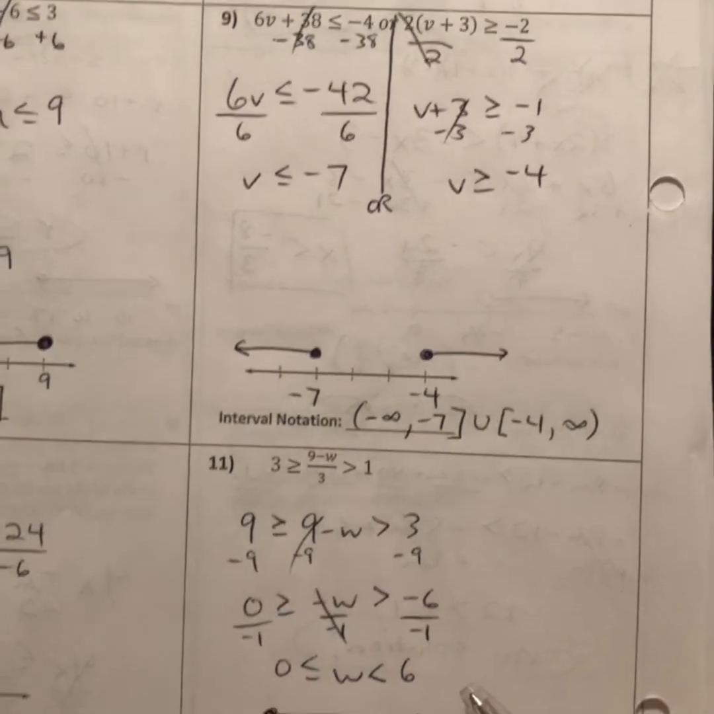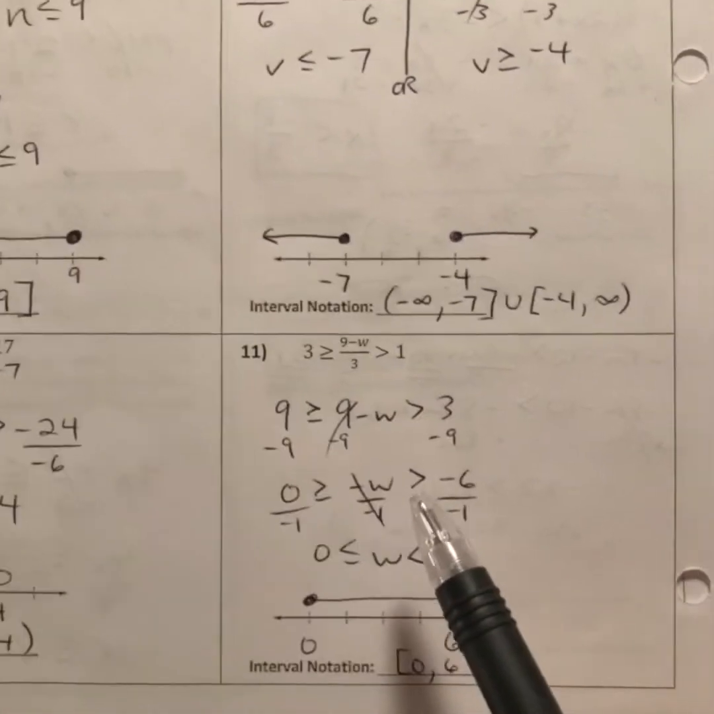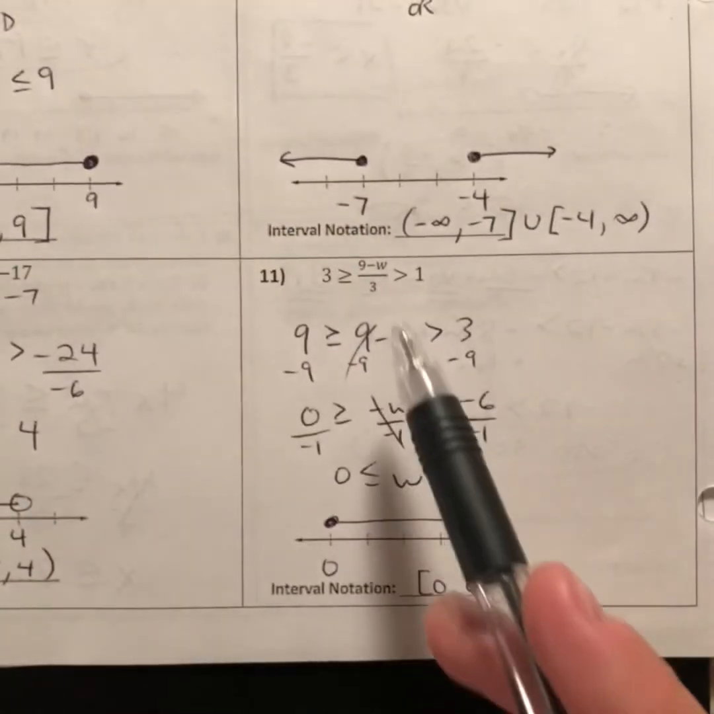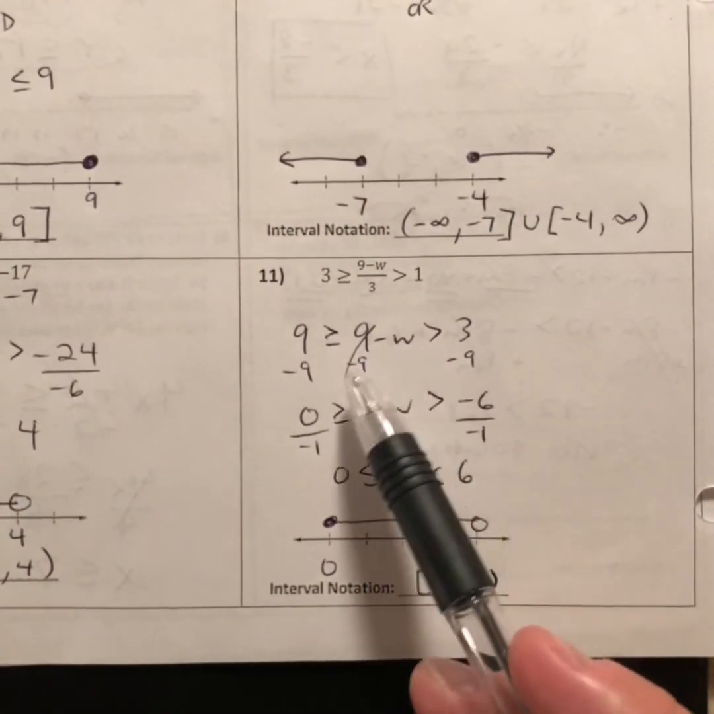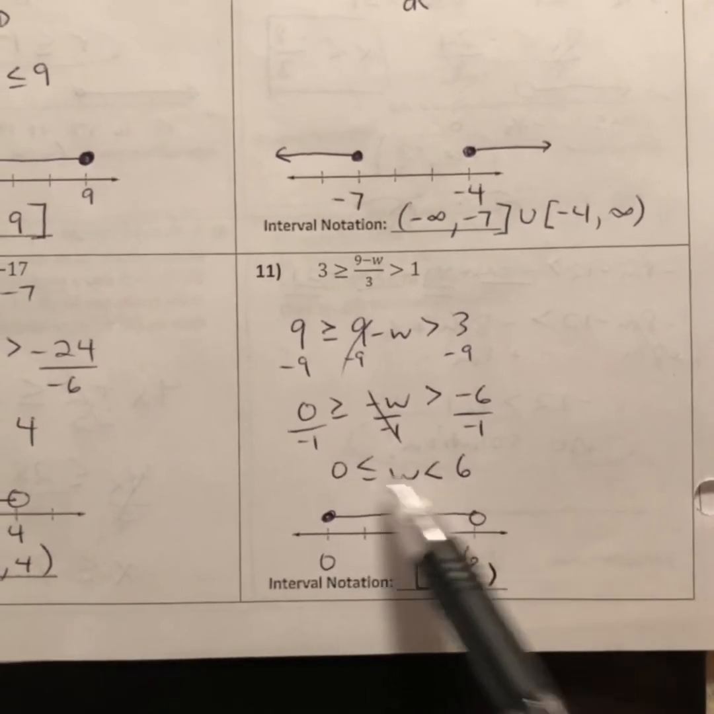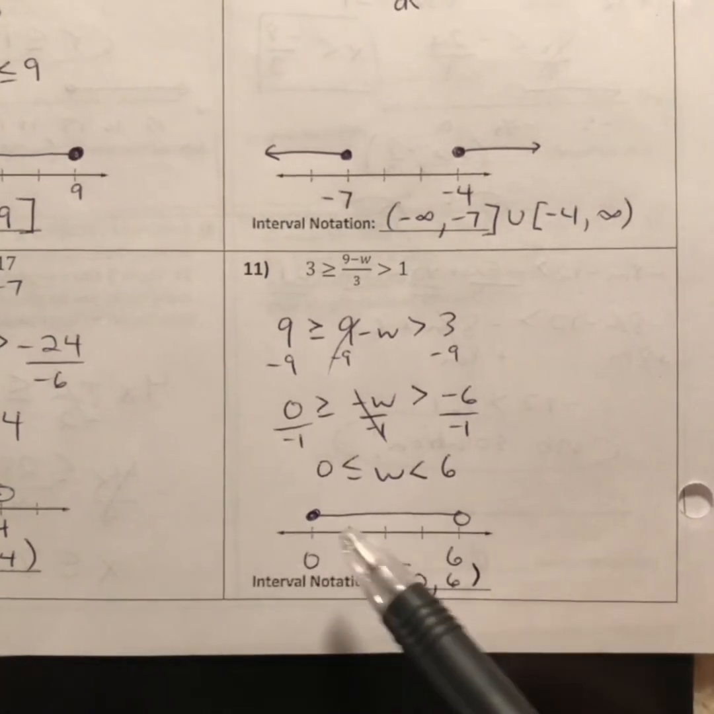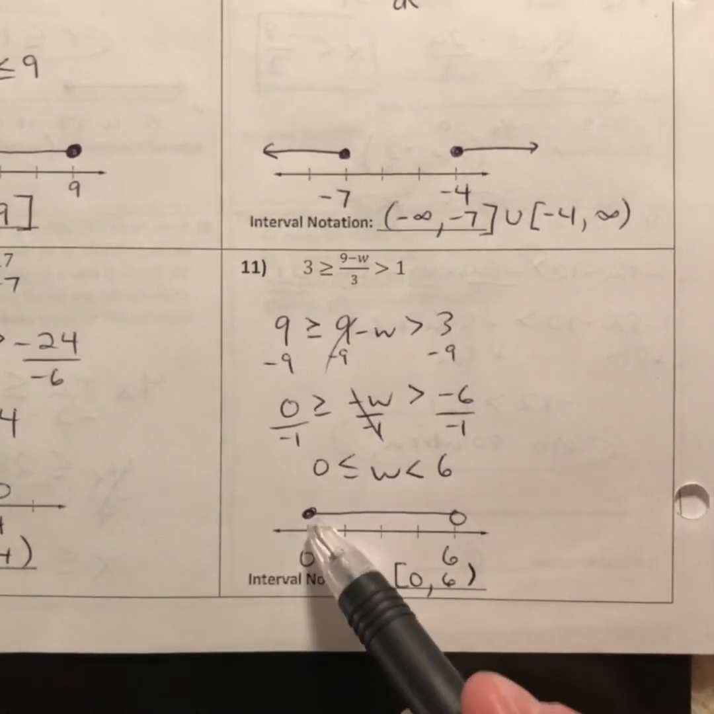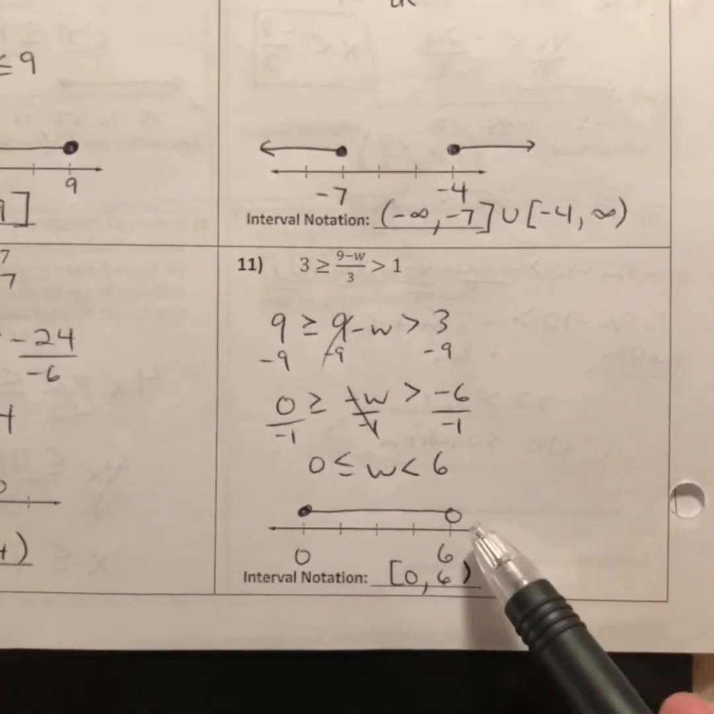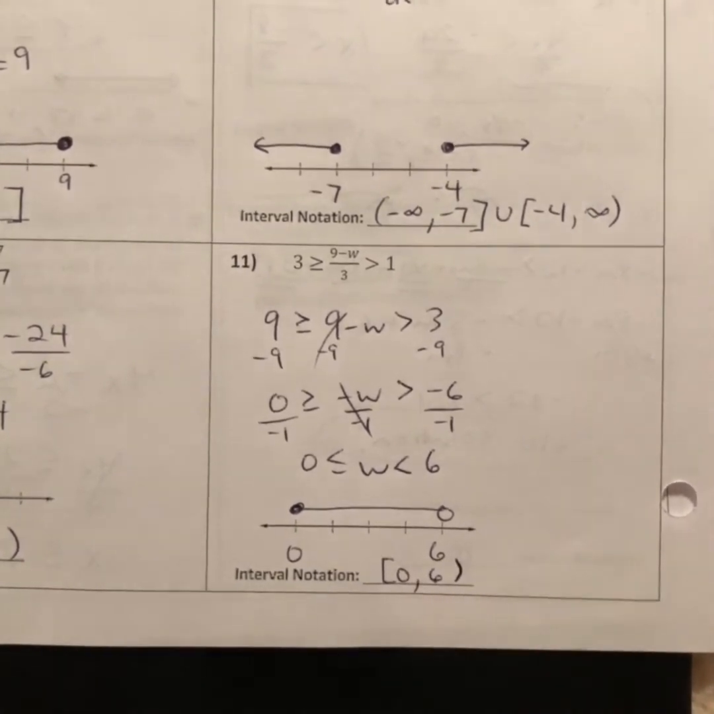All right. And the last one here, had to multiply by 3 in the first step. Get rid of the fraction. From there, subtracted 9 to each part and then divided by negative 1. So we did have to flip each one of those inequality symbols. We still got an and compound inequality. Closed circle on 0, open on 6, shaded in the middle. So interval notation is bracket 0 to 6, parenthesis.